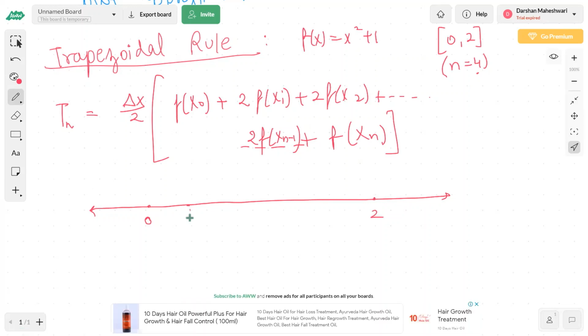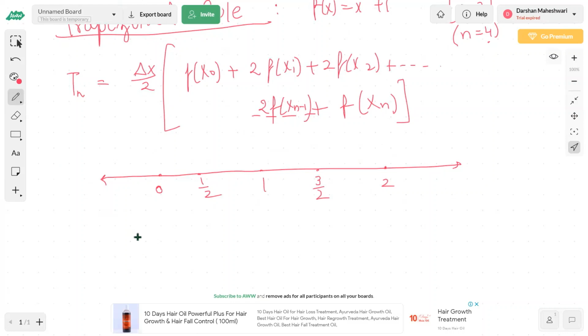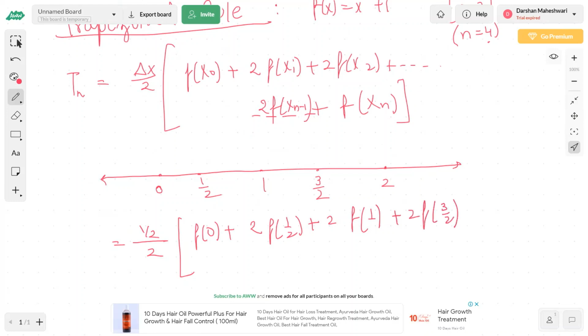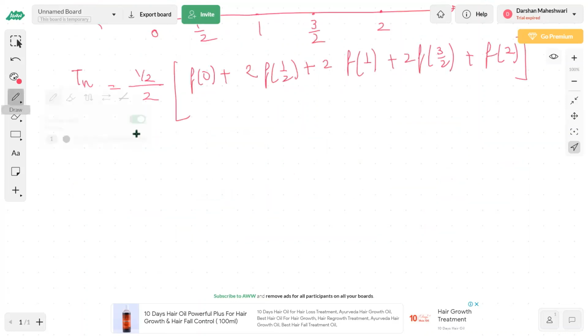So this is 0, this is 1 over 2, this is 1, this is 3 over 2, this is 2. So in this case, our formula becomes, delta x is the same, right? So delta x is 1 over 2 over 2. We have f of 0 plus 2 times f of 1 over 2 plus 2 times f of 1 plus 2 times f of 3 over 2 plus, and the last point is just f of 2. So this is how the trapezoidal approximation works.